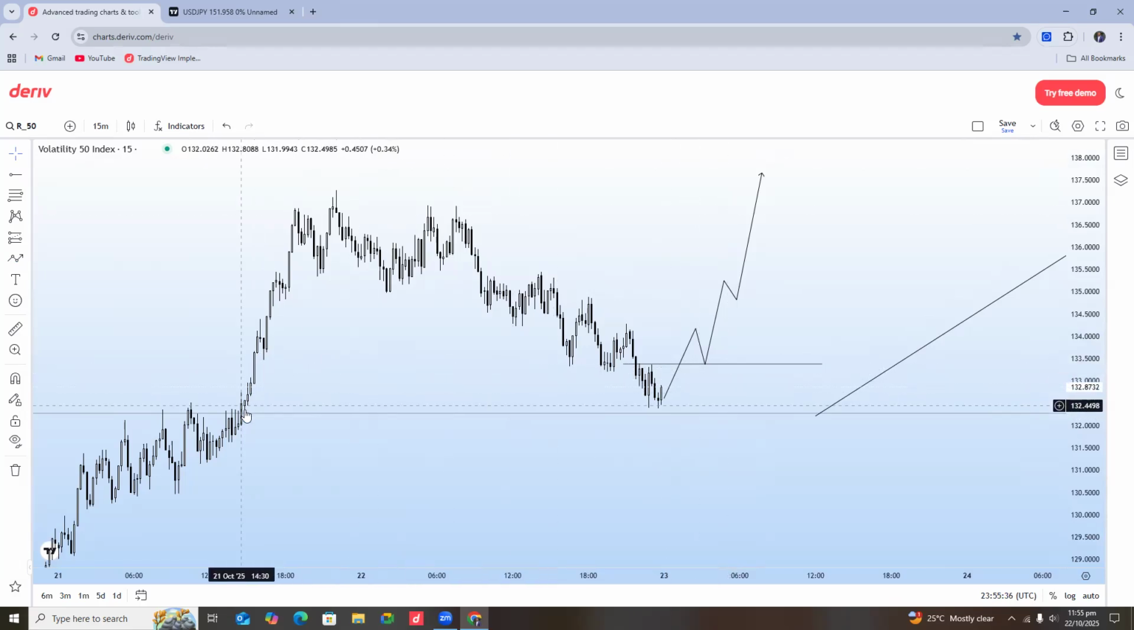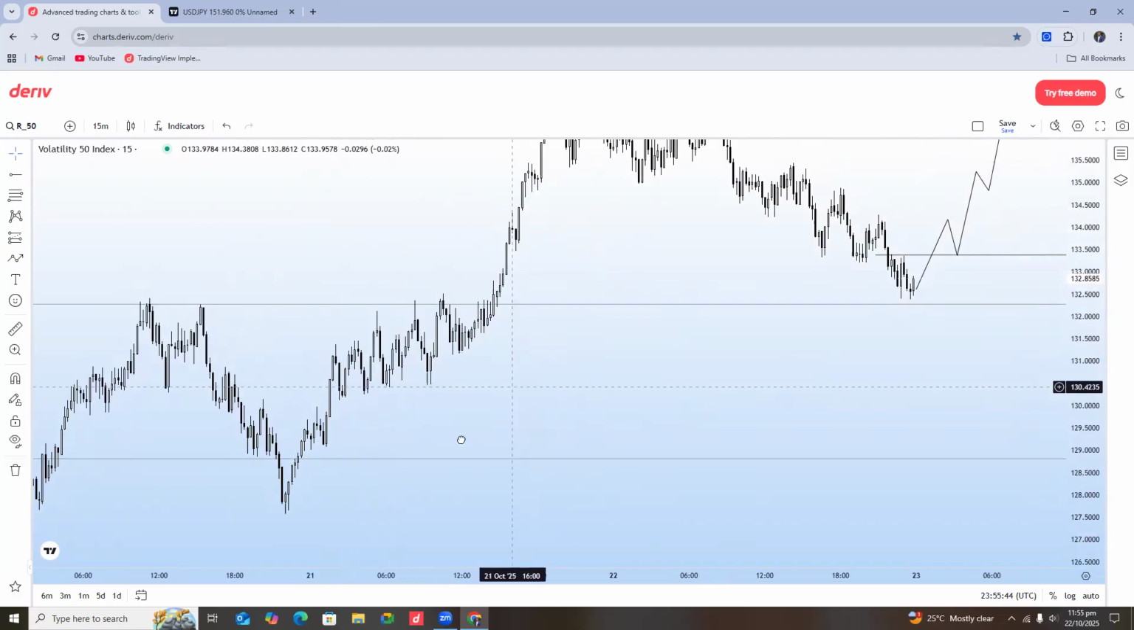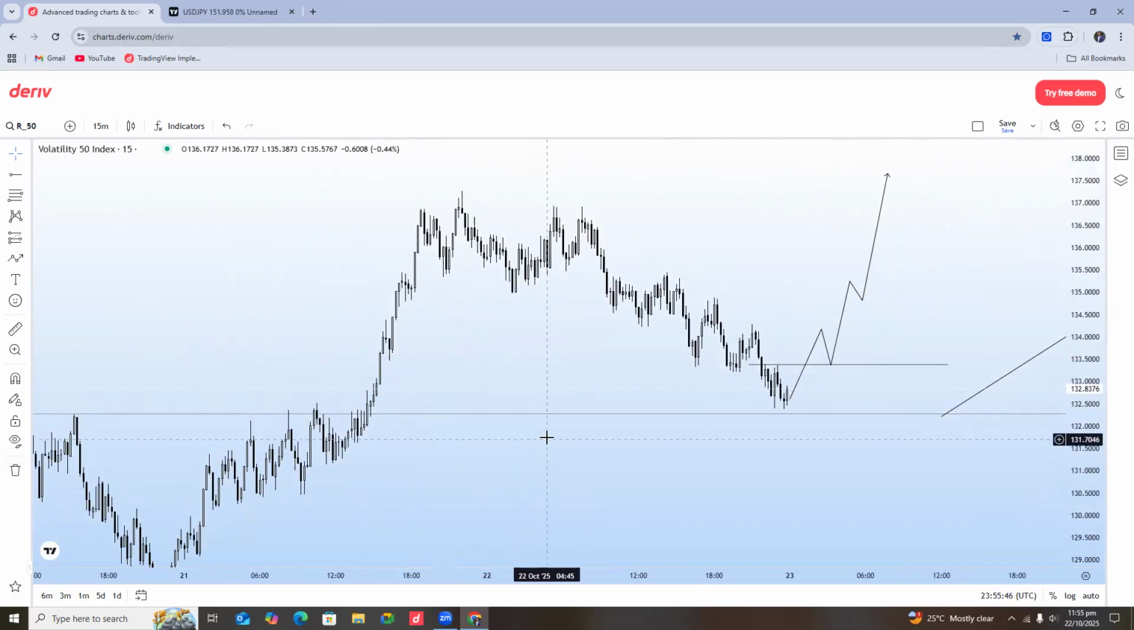So as it stands now, the retest is still on. If you are not already in it, maybe you bought somewhere down there, so you are already in it, then you hold. But if you are now looking for an entry, then you have to wait for this to happen. This has to happen before you can buy. Okay, so let's look at another market.